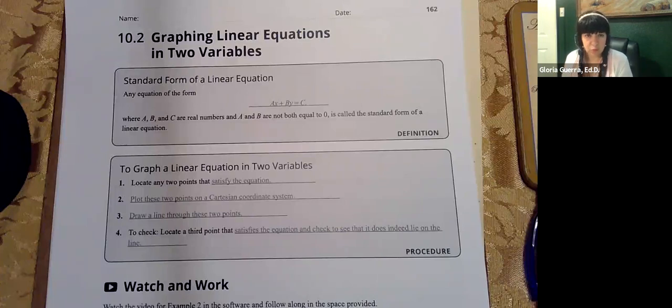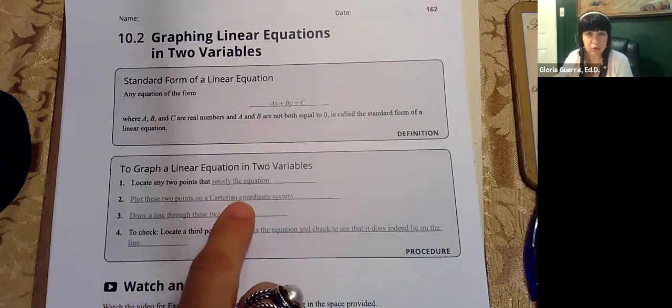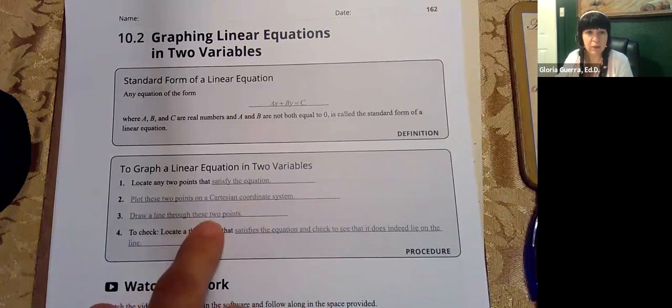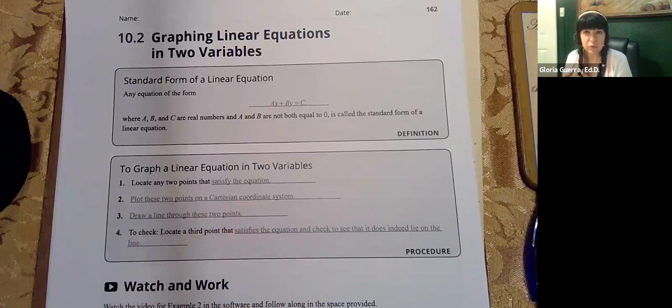But you do locate 2 points, and then you would plot the 2 points on the Cartesian coordinate system on that grid. And then you would draw a line through the 2 points, put arrow tips on the ends. And we usually also name the line. And then they do say to check it, because through any 2 points, through the geometry postulate, you can always draw a line. So you won't know if you've done it correctly or not. Maybe you made an algebra mistake, or maybe you plotted it incorrectly.